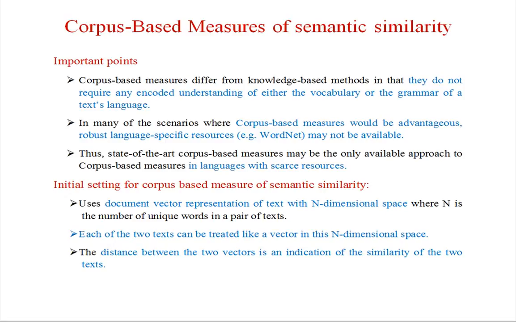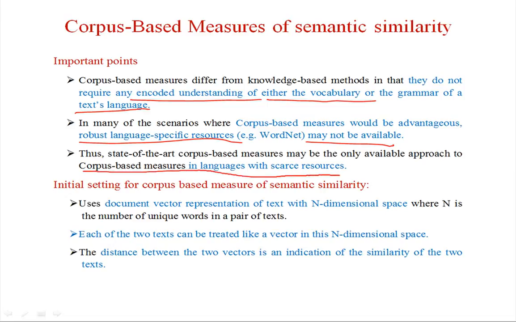Corpus-based measures differ from knowledge-based methods in that they do not require any encoded understanding of either the vocabulary or grammar of the text language. In many scenarios where corpus-based measures would be advantageous, robust language-specific resources like WordNet may not be available. Thus, state-of-the-art corpus-based measures may be the only available approach in languages with scarce resources.